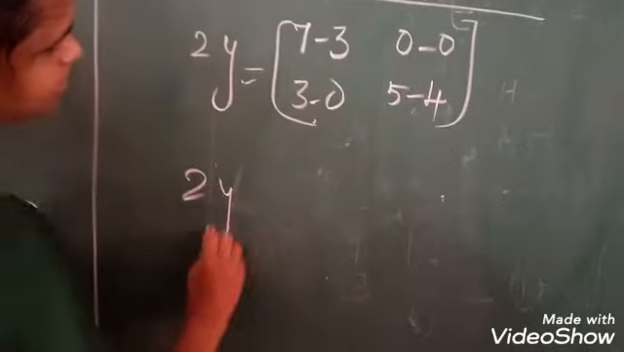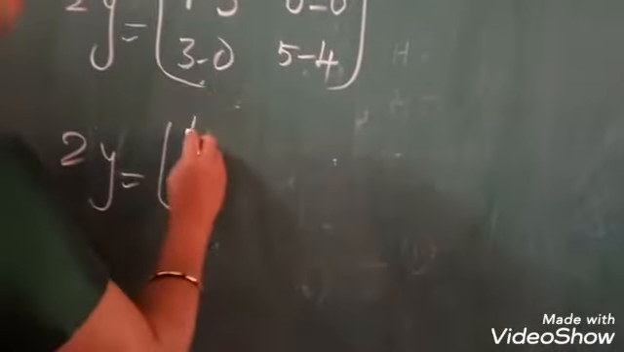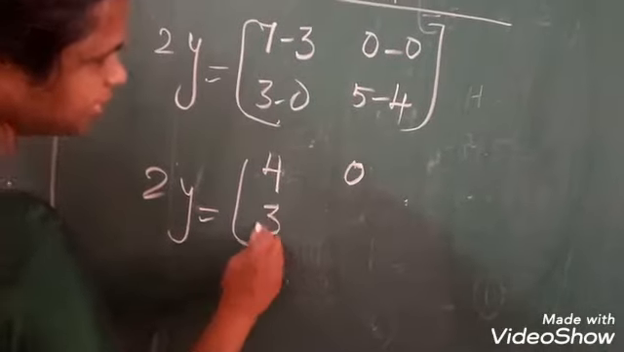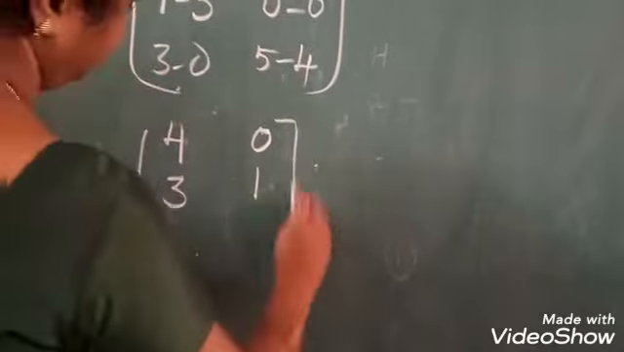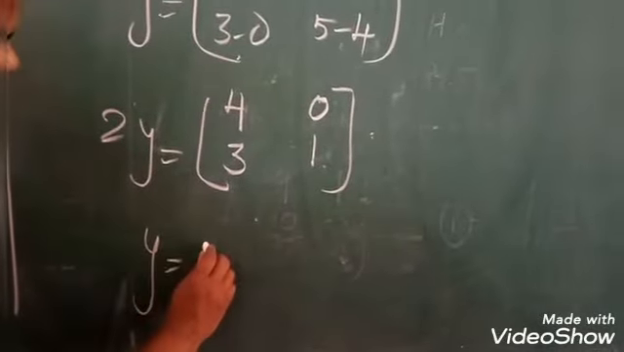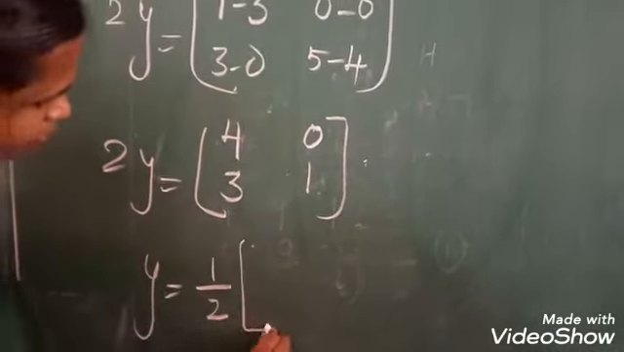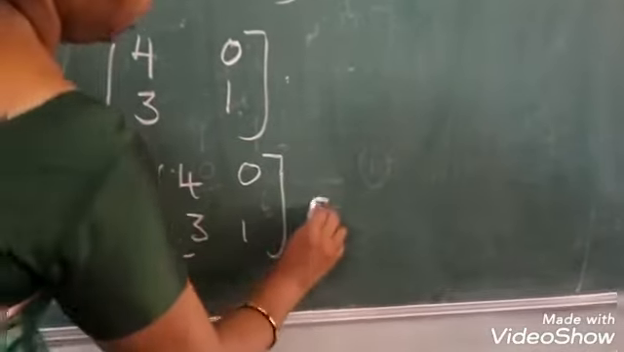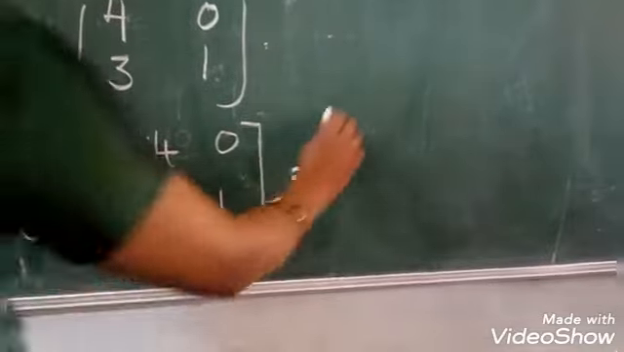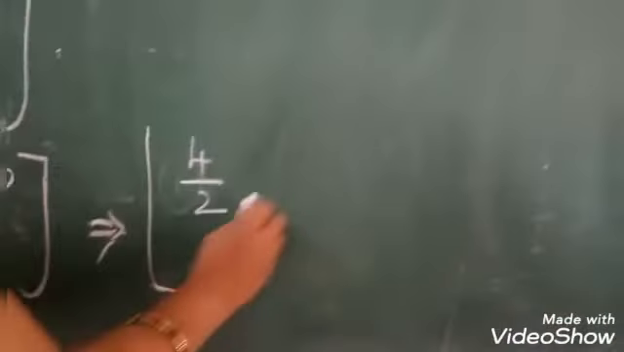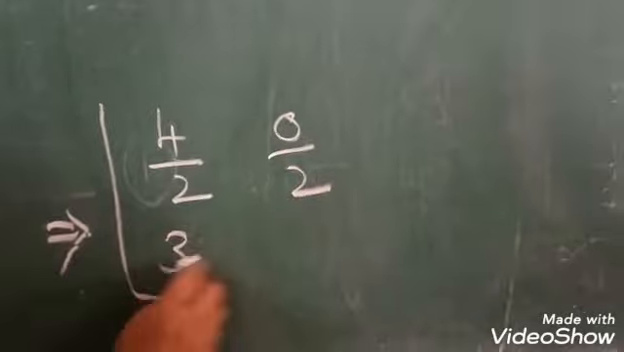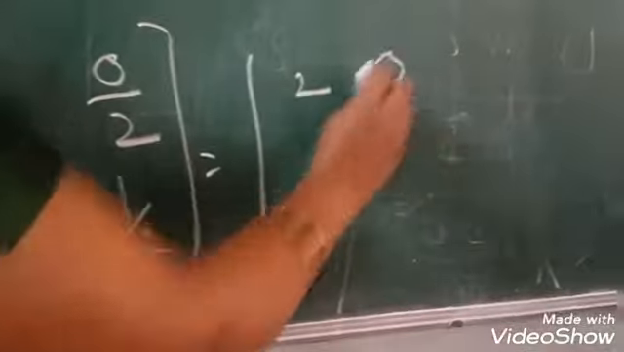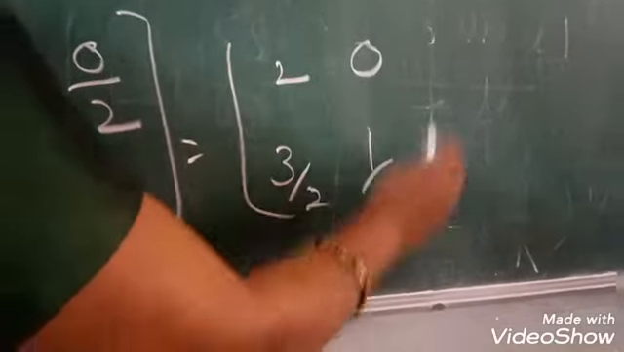Okay, now 2y is equal to 7 minus 3, 4, 0, okay 0, 3 minus 0, 3 girls, 5 minus 4, 1. Okay, now we need y, so you have to divide or multiply by 1 by 2 each element. You will get y. Now you have to simplify each element divided by 2, then 0 by 2, 3 by 2, then 1 by 2. So at last the answer is 2, 0, 3 by 2 and 1 by 2.